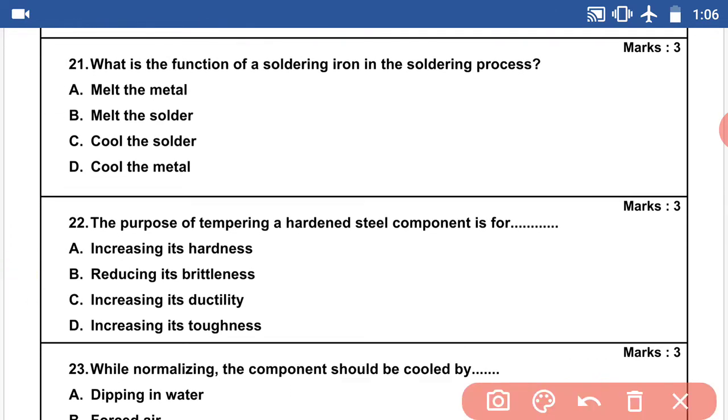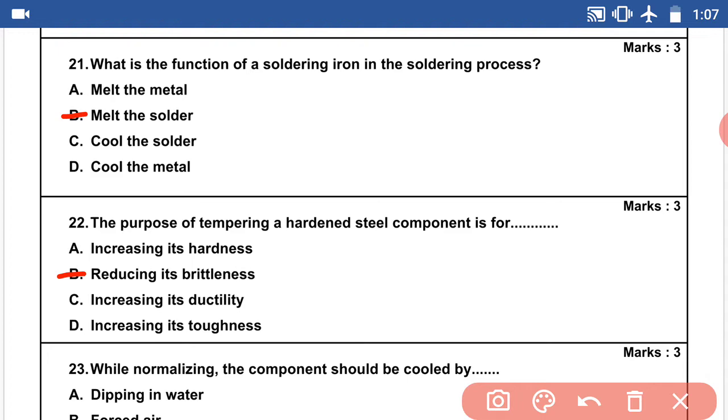Question number 21. What is the function of a soldering iron in the soldering process? Melt the solder. Option B is correct. Question number 22. The purpose of tempering a hardened steel component is for dash. The answer: reducing its brittleness, Option B.